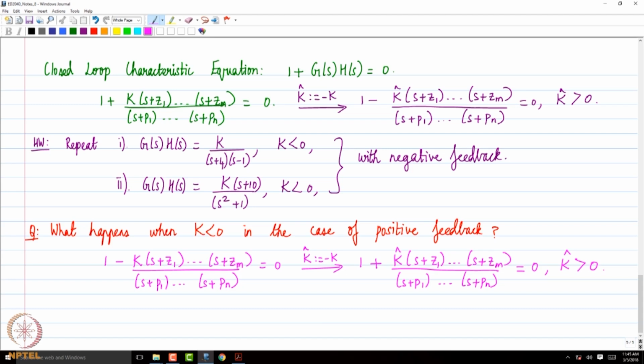So one can immediately observe that this is like a pseudo negative feedback system with a positive gain K hat. So you repeat the steps with the odd multiple of pi condition, what we learnt originally. Construct the root locus, find the values of K hat. Then in order to get the values of K, multiply by minus 1. Is it clear? So your homework is once again to repeat in this case.